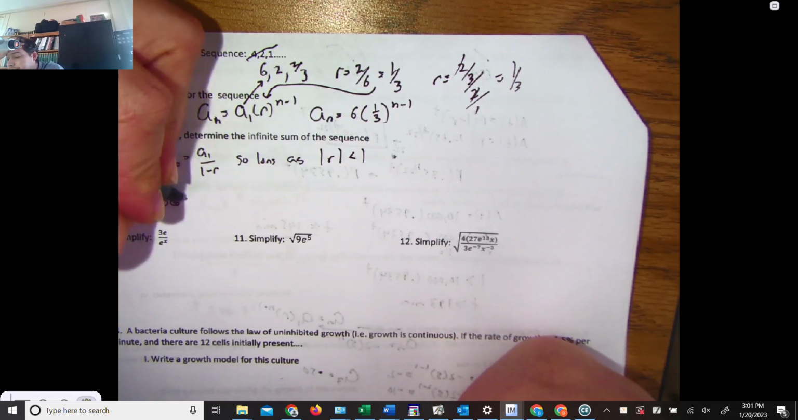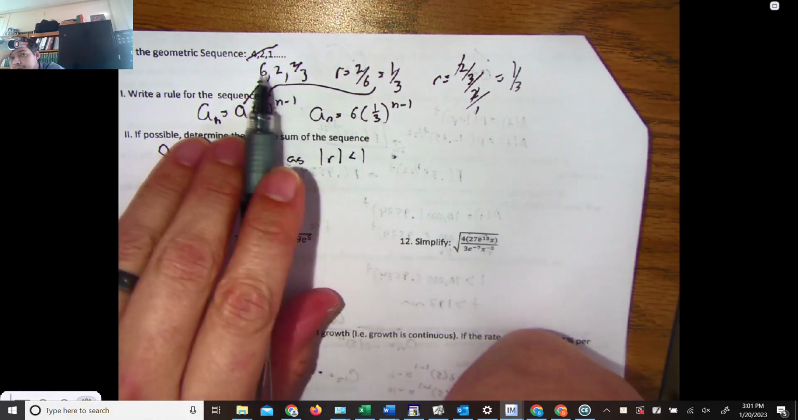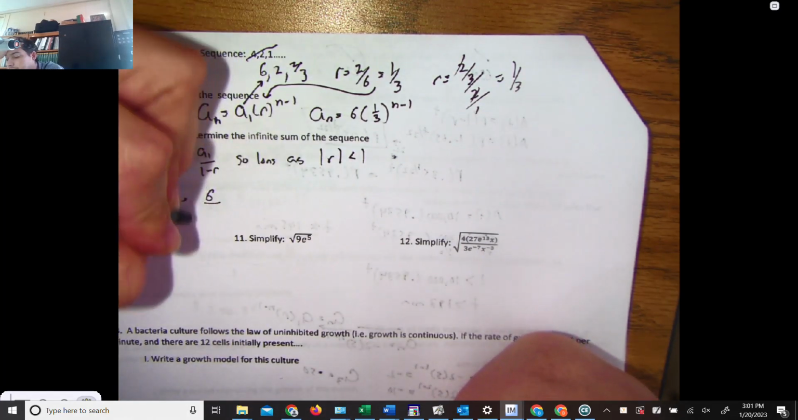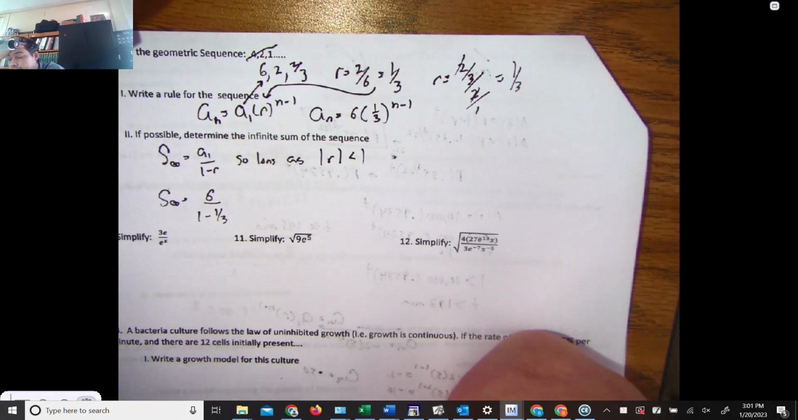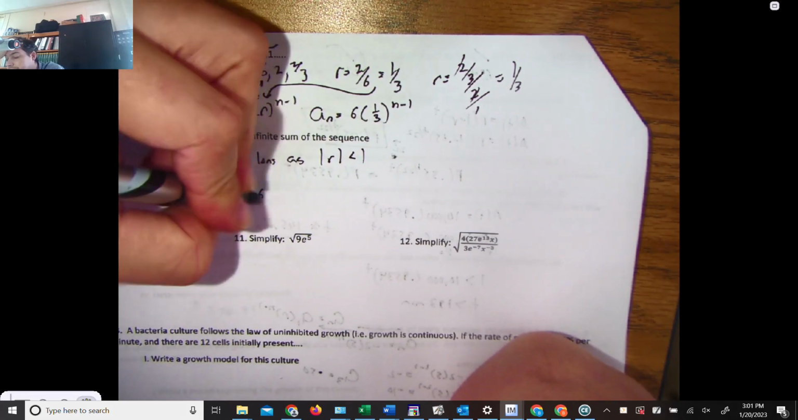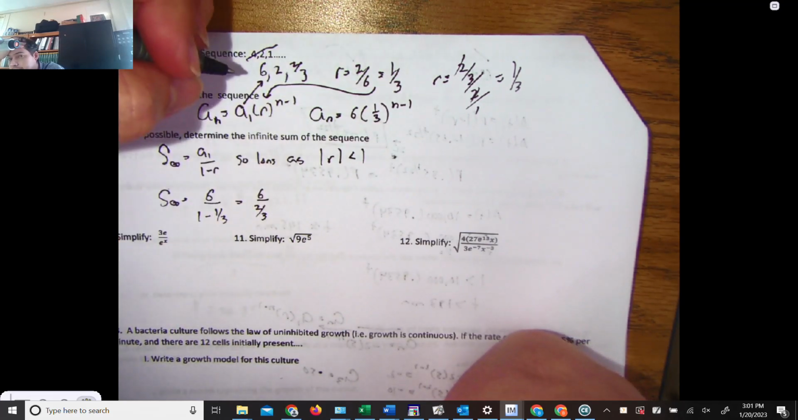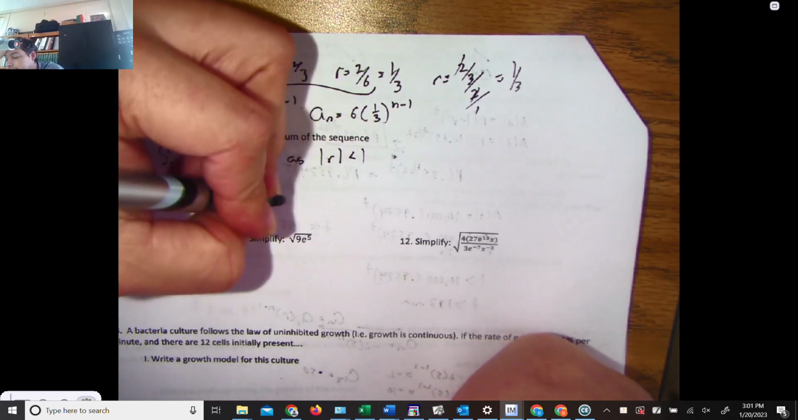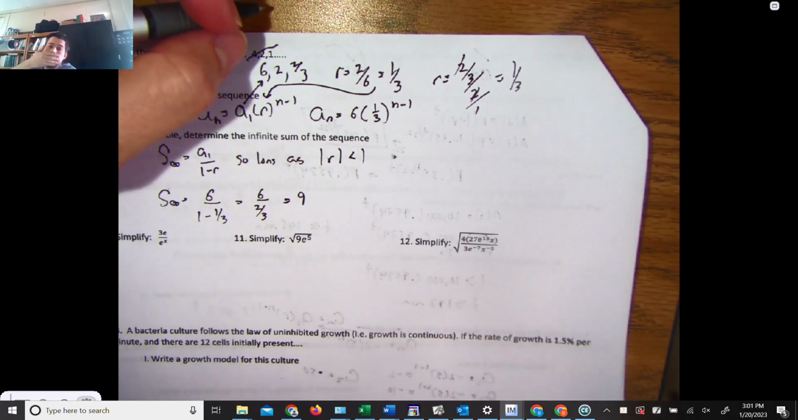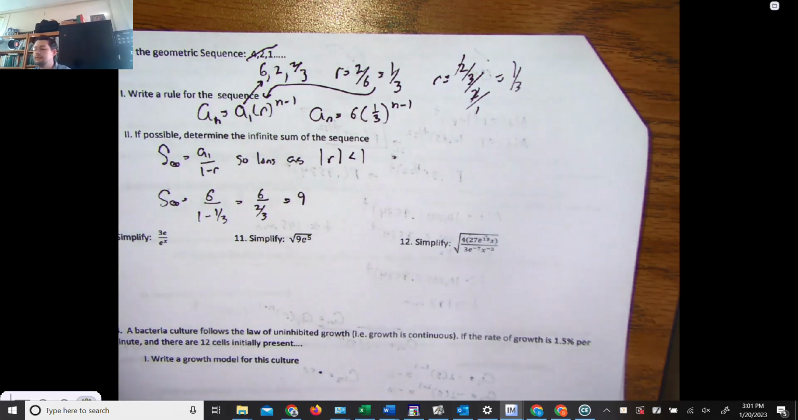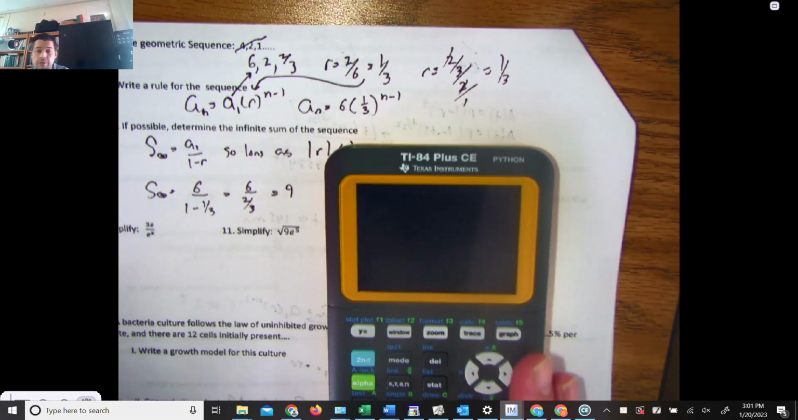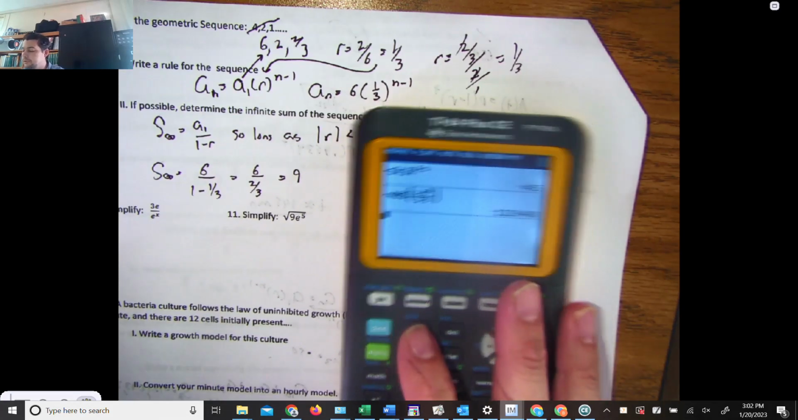But anyways, my first term was a 6 over 1 minus r, which was a third. Feel free to do this by hand. That's 6 over 2/3, which is 9. If you can do it by hand, it's not that big a deal. I'm not actually asking you to, but it'd be way cooler if you could do this by hand.